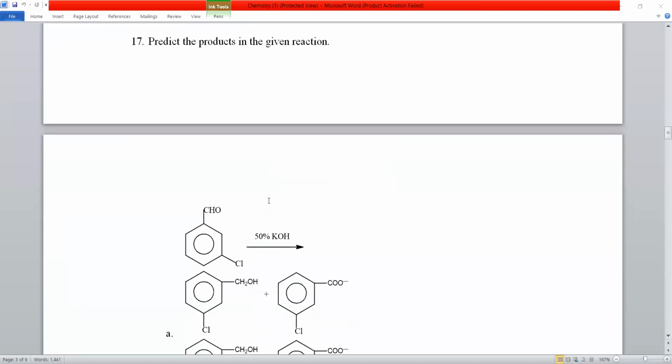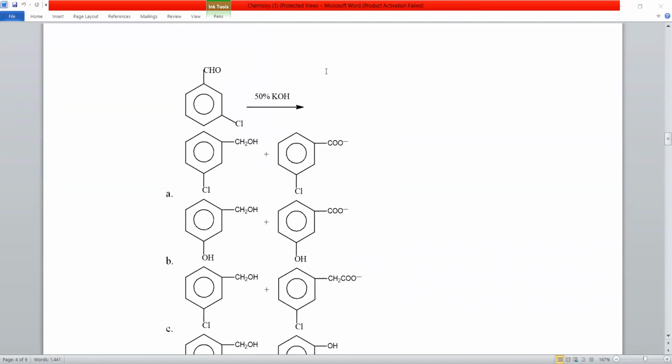Next, question number 17. Predict the products in the given reaction. They're asking about the given reaction.